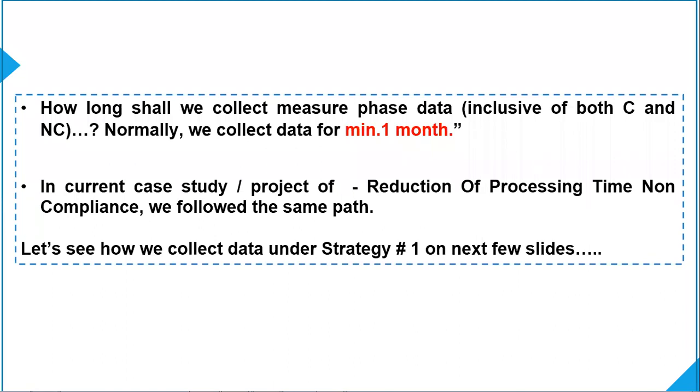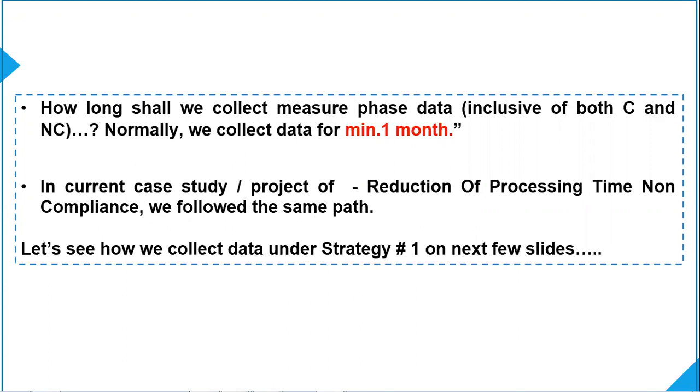So how long shall we collect measure phase data for both C and NC? We normally collect it for a minimum of 1 month. So that's what we normally do. Right. So in the current case study of project Y, reduction of processing time non-compliance, we followed the same path. So we collected it the same way.